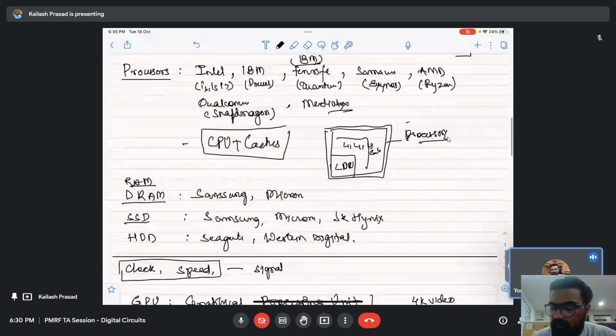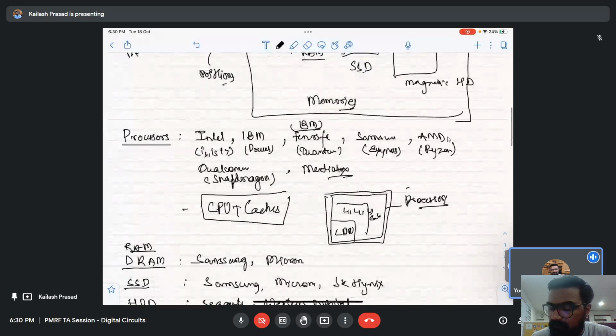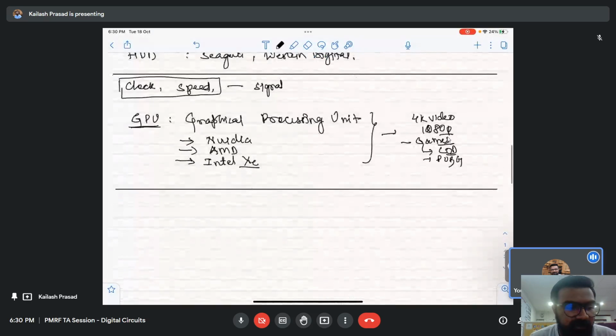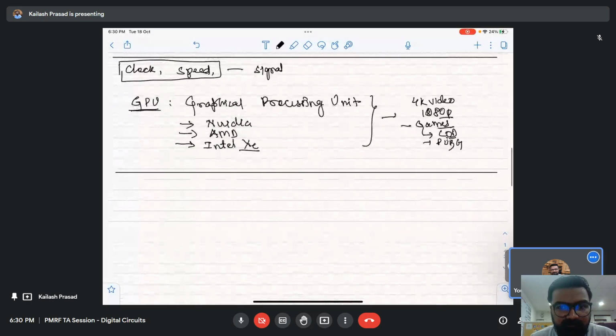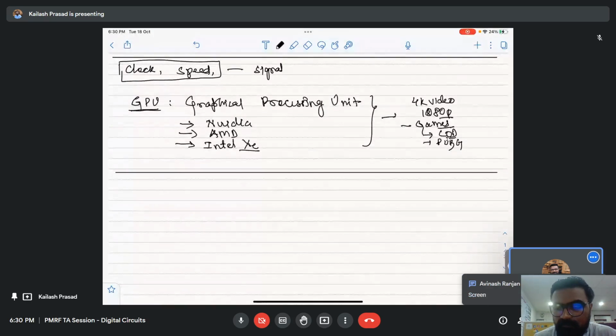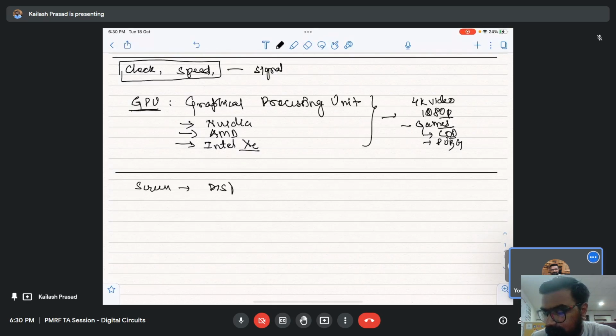So we have discussed processor, caches, RAM, SSD, magnetic hard drive, along with the graphics processing unit. Consider a laptop. What does it have? Hardware which is visible, anything? Screen, right? It has a screen. Okay, so you talk about display. Your screen has a display, right?